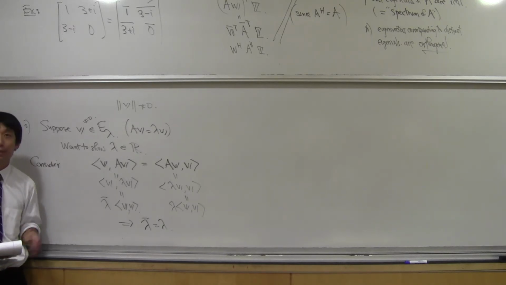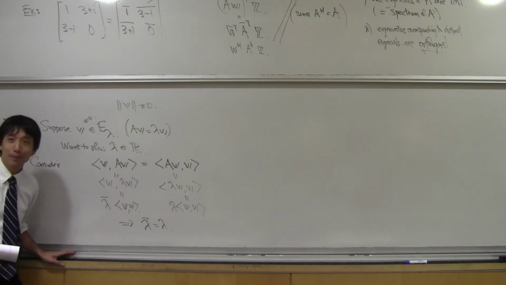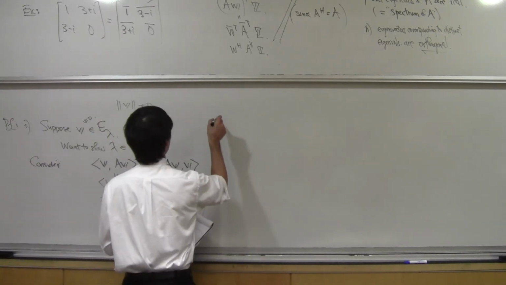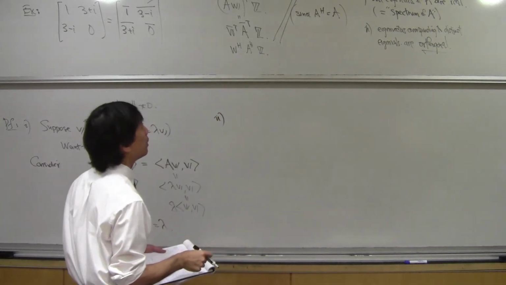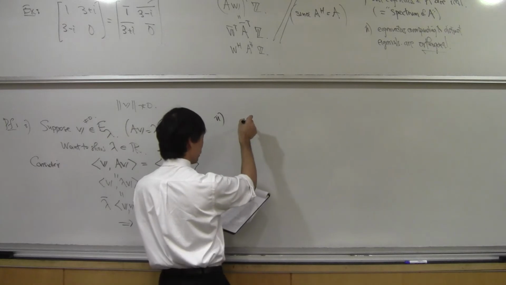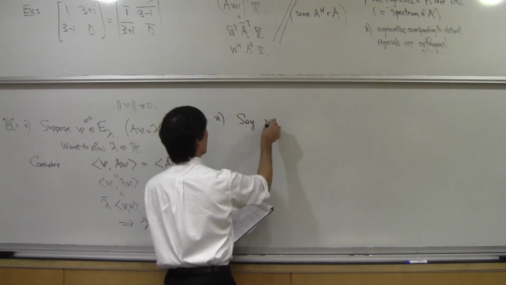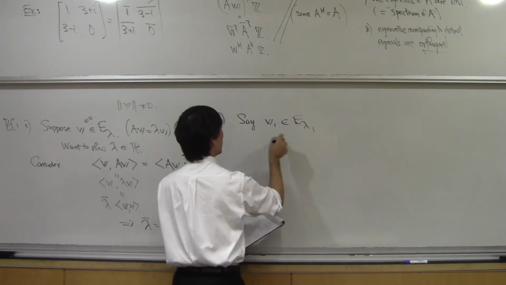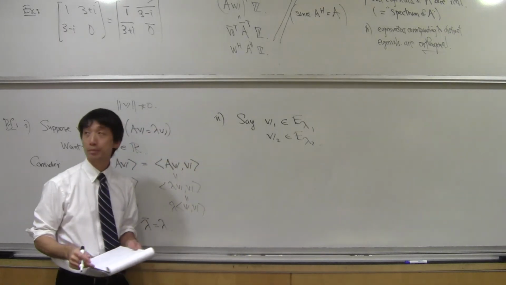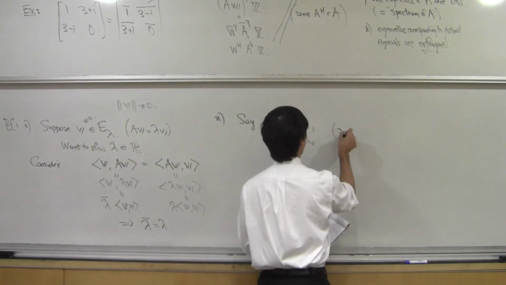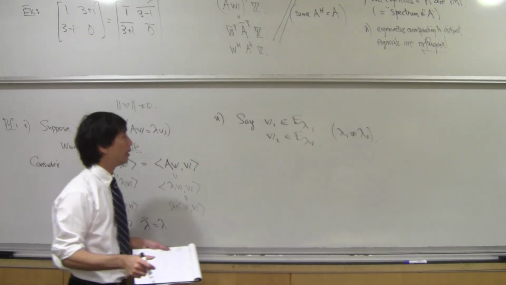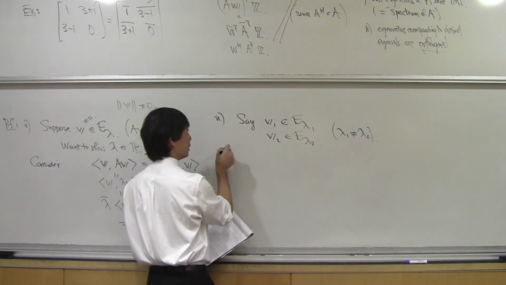Everybody all right? Can you see that? Okay. Second part, we want to see that eigenvectors corresponding to distinct eigenvalues are orthogonal. So suppose that V1 is in one eigenspace and V2 is in another eigenspace, and that lambda 1 and lambda 2 are different.